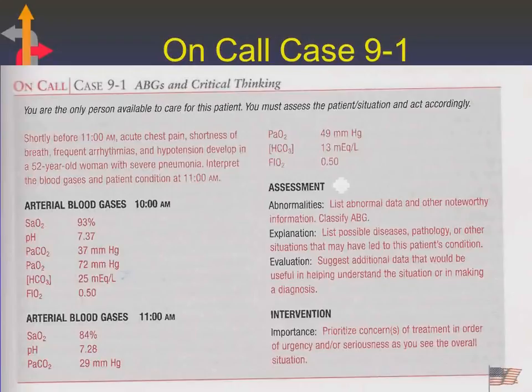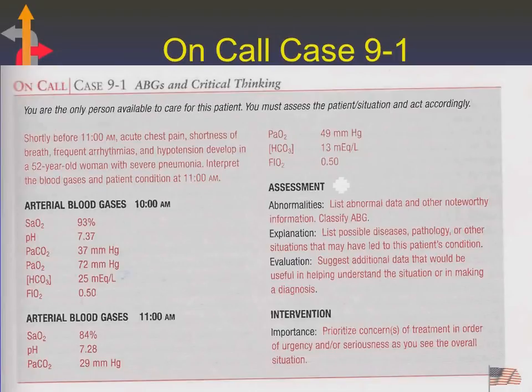It says, shortly before 11 a.m., acute chest pain, shortness of breath, frequent arrhythmias, and hypotension develop in a 52-year-old female with severe pneumonia. I want you to interpret the blood gases and patient's condition at 11 a.m. So we're going to look at the first one there, the 10 a.m. gas. Saturation's 93%, pH 7.37, PCO2 37, and 72 PO2, 25 bicarb, and a FiO2 of 50%. What do you think about those gases? They're okay, but she's got on 50%, she still only has not even a normal PO2, a tolerable saturation.